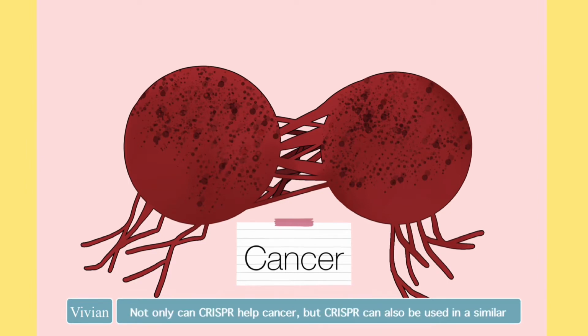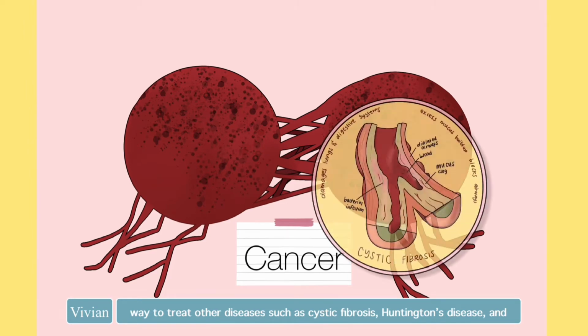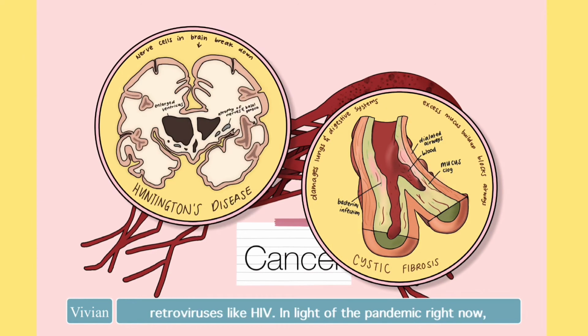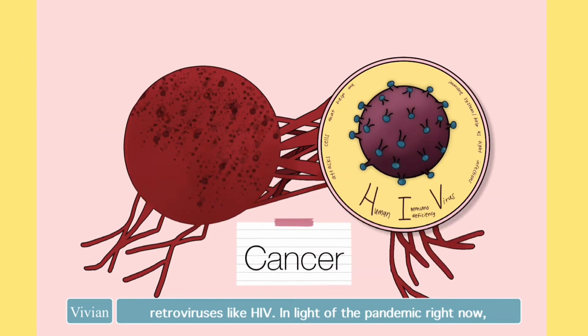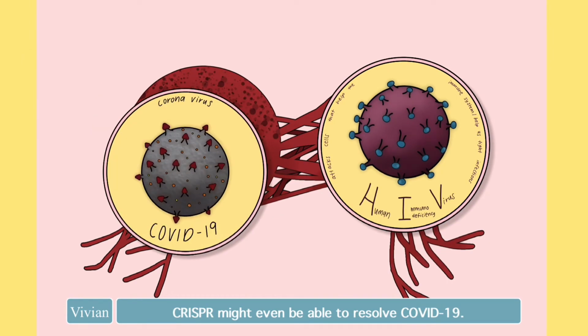in an individual's body. Not only can CRISPR help cancer, but CRISPR can also be used in a similar way to treat other diseases such as cystic fibrosis, Huntington's disease, and retroviruses like HIV. In the light of the pandemic right now, CRISPR might even be able to resolve COVID-19.